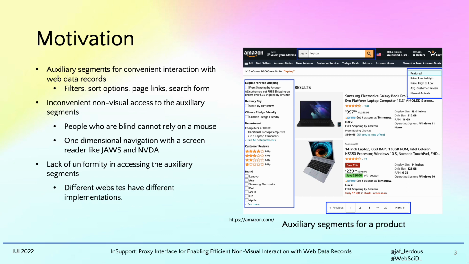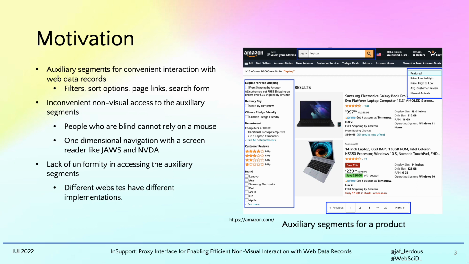Most often, in addition to web data records, the host website also provides additional support tools such as data filter, sort option, search form, and page links for convenient interaction with the data records. These auxiliary segments are typically found scattered around the data records in a way that is convenient for point-and-click interaction with a visual input device such as a computer mouse.